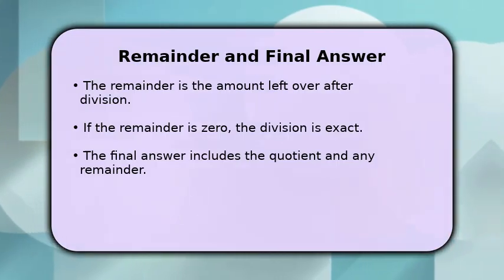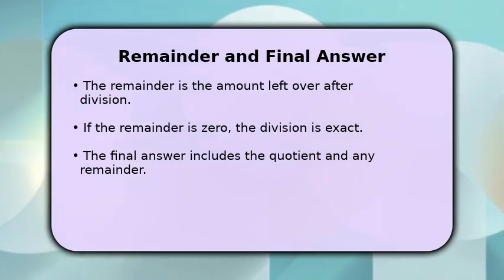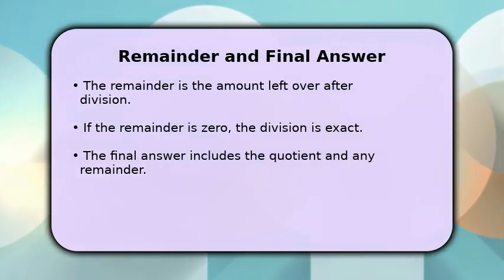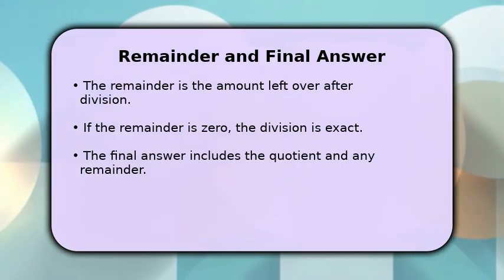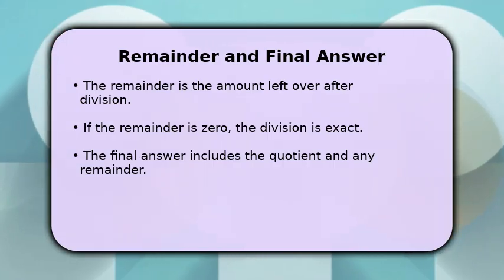Finally, let's understand the remainder and your final answer. The remainder is the number left over after you've completed all the division steps and can no longer divide evenly. If your remainder is 0, the division is exact. Your complete answer will be the quotient you found, along with any remainder, often expressed as a fraction or decimal.